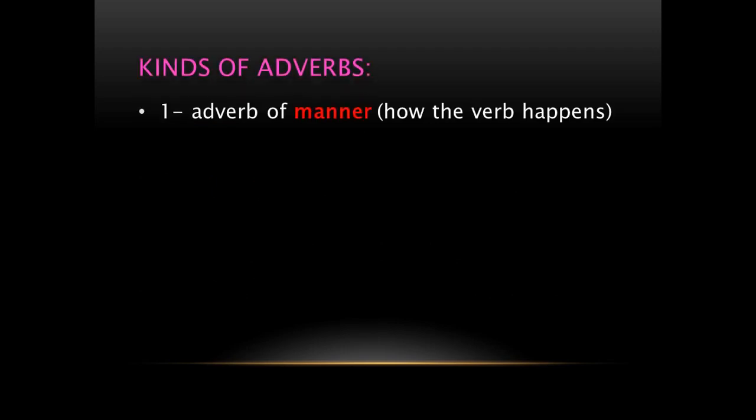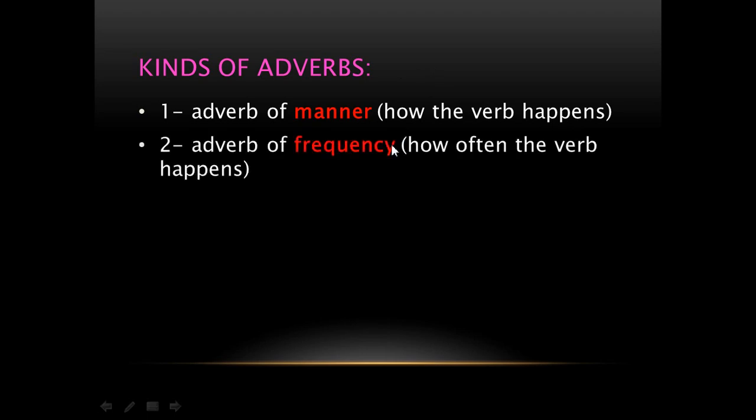Kinds of adverbs. Number 1, adverb of manner, that expresses how the verb happens. If you want to know the kind of the adverb that we have in each sentence, we're going to use different question words to ask about each adverb, and we'll understand what this means later. So adverb of manner means how the verb happens. How? Was it fast, slow?